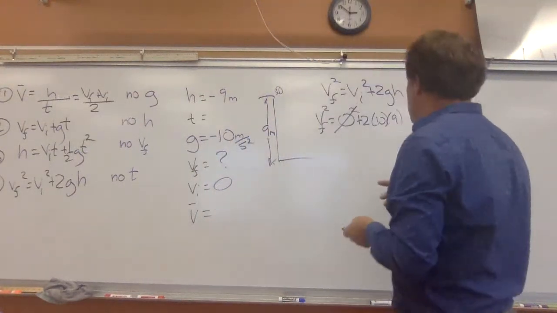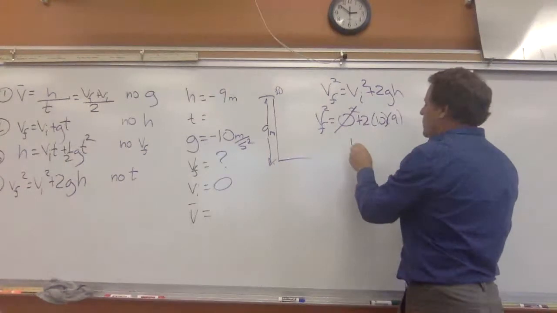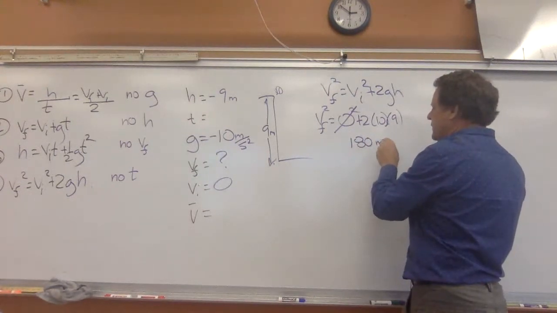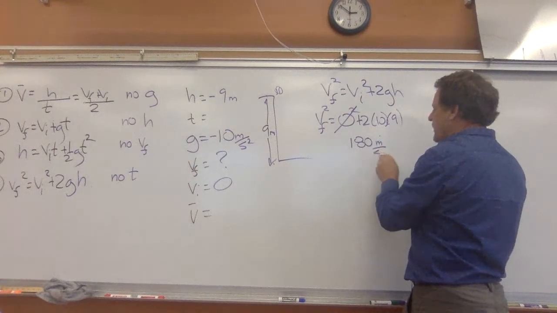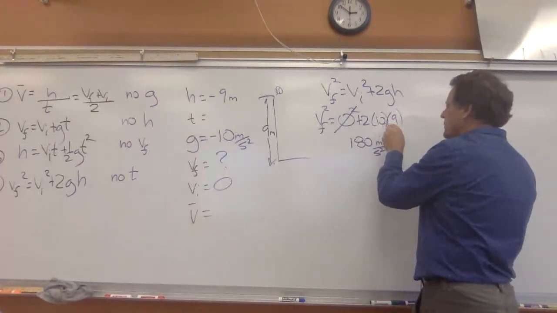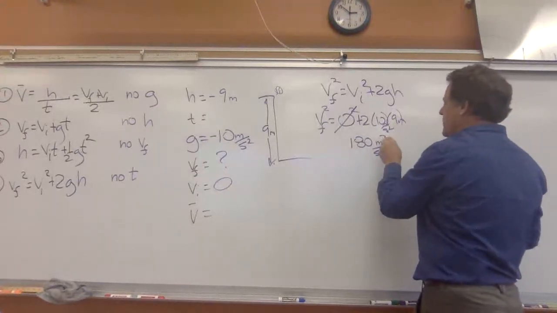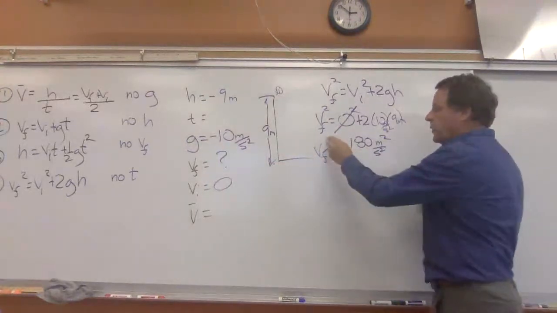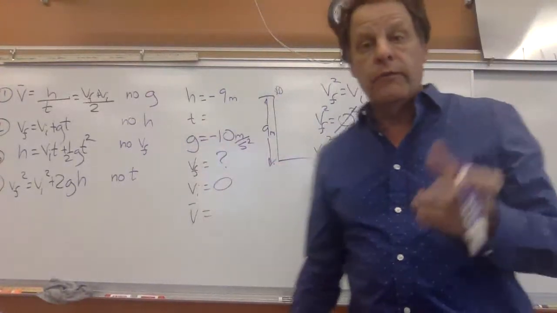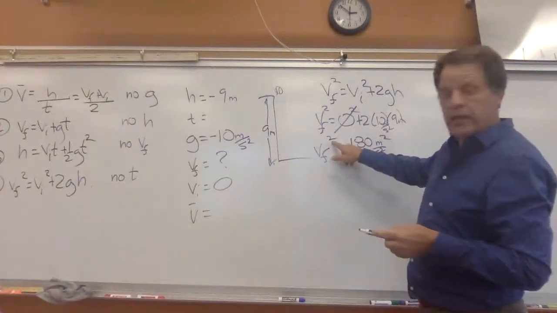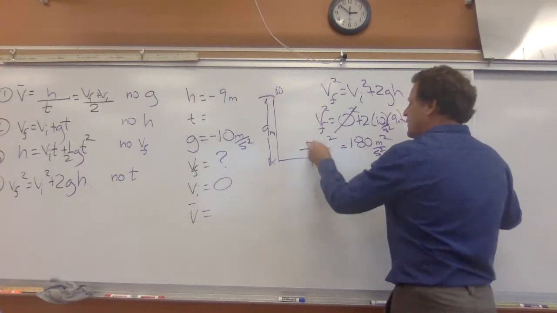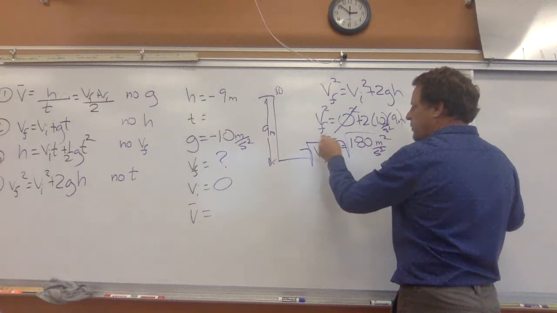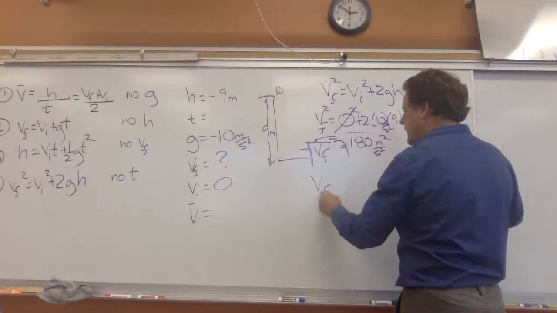That is going to be equal to 180. And that's actually going to be meters per second squared times meters, which is meters squared per second squared, and that's going to be V final squared. So if we're looking for V final, we need to take the square root, okay? If we take the square root of both sides, the square root of V final squared goes out. So V final.